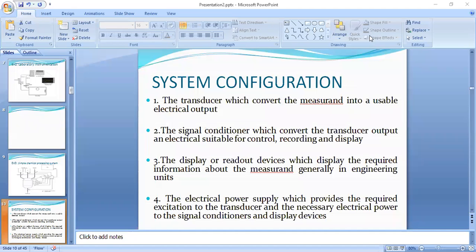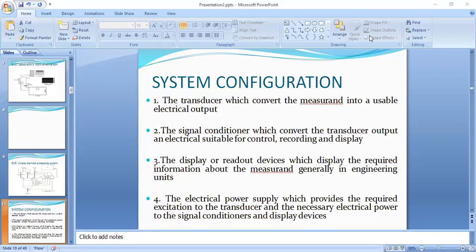Next, we move to the system configuration. First, we understand the transducers. A transducer is defined as a device capable of being actuated by an energy input from one or more transmission media and in turn generating a related signal to one or more transmission systems or media.